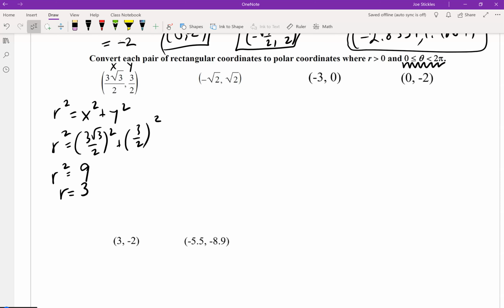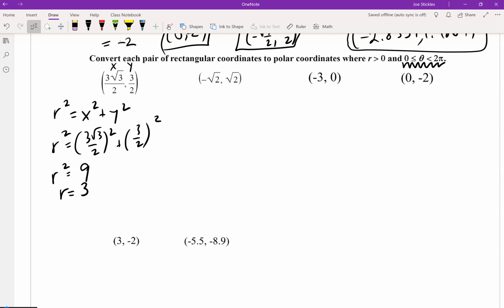Okay. r is always this straightforward, especially when it asks you for an r greater than 0. Converting from x, y to r, you're just going to use r squared equals x squared plus y squared. It's always this straightforward. It's the theta that requires a little bit more work.